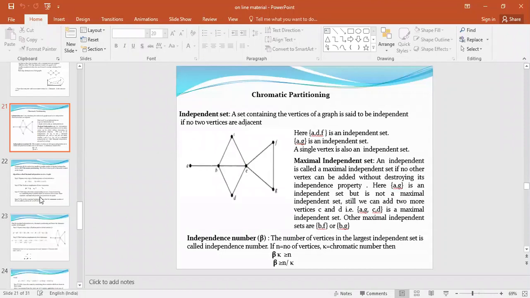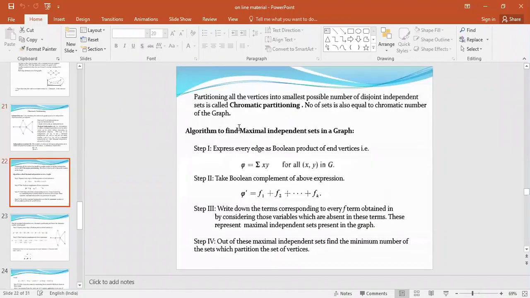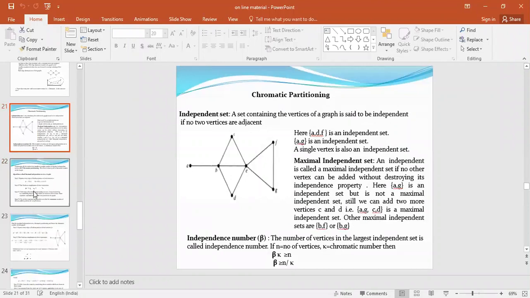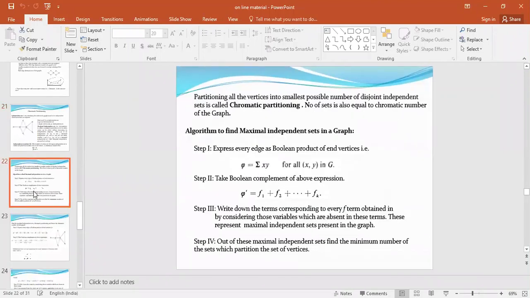So in that sense, partitioning means first their union must be equal to the set of vertices, which means all the vertices are covered. And the next point is they should be mutually disjoint. So those sets are mutually disjoint, and their union is equal to the whole set. These types of subsets form the chromatic partition. And the number of sets, whatever the number will be, will finally be equal to the chromatic number.